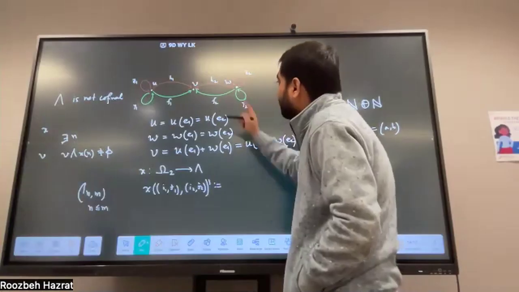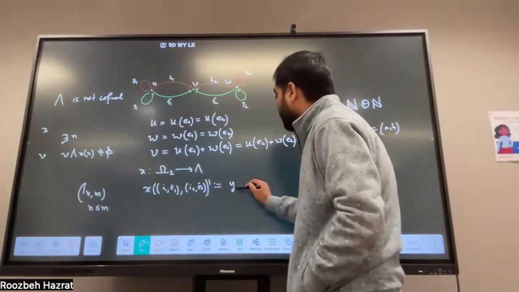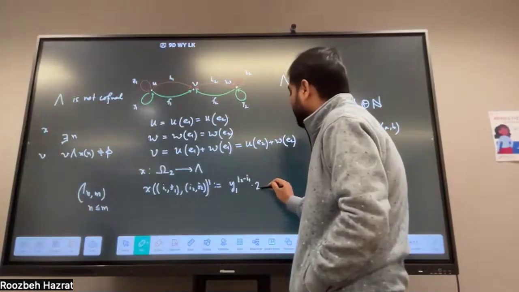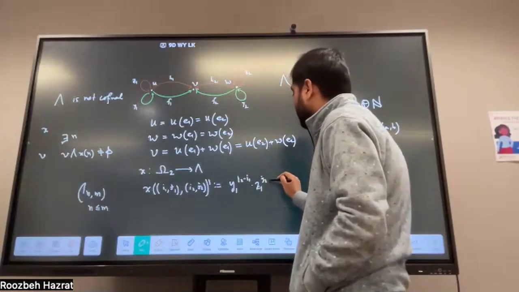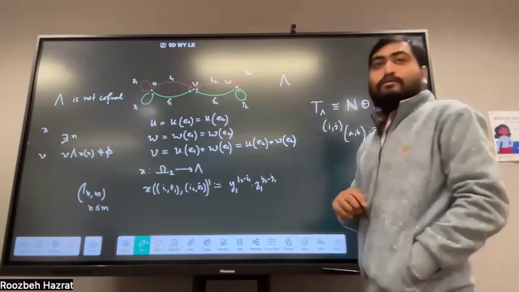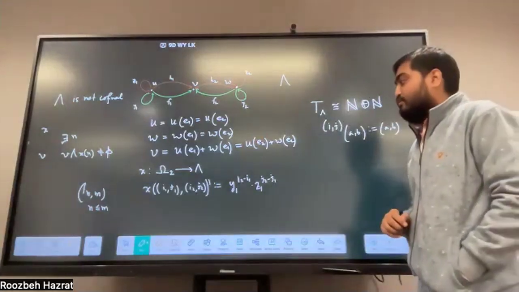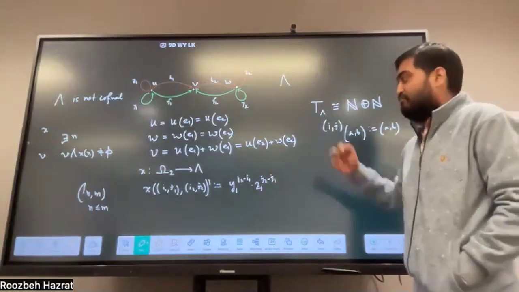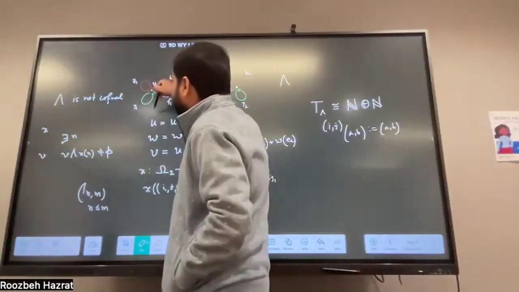So green are 1, 0, right? So Y1, I2 minus I1, and then Z1, J2 minus J1. In this way, you can have an infinite path in the K graph. This thing.